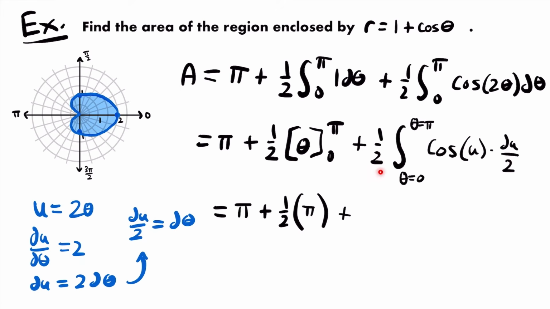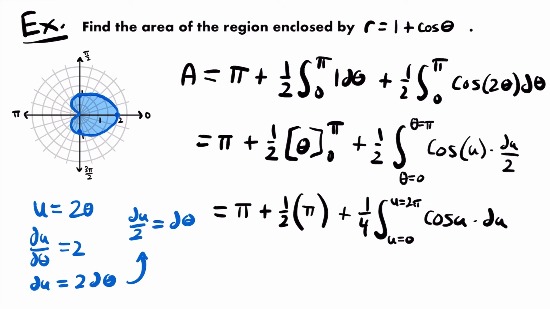We'll pull this 1/2 out to the front, so we'll have 1/2 times 1/2, which will be 1/4 times the integral from 0 to pi in terms of theta, but now we're working in terms of u. And so let's plug these bounds of integration into what we set u equal to. For 0, we'll have 2 times 0, which is 0, so the lower bound will be u equals 0. And then the upper bound of pi, we'll plug that in, and we'll have 2 times pi, so u is equal to 2 pi. So our upper bound is u equals 2 pi. And then we have cosine u times du.